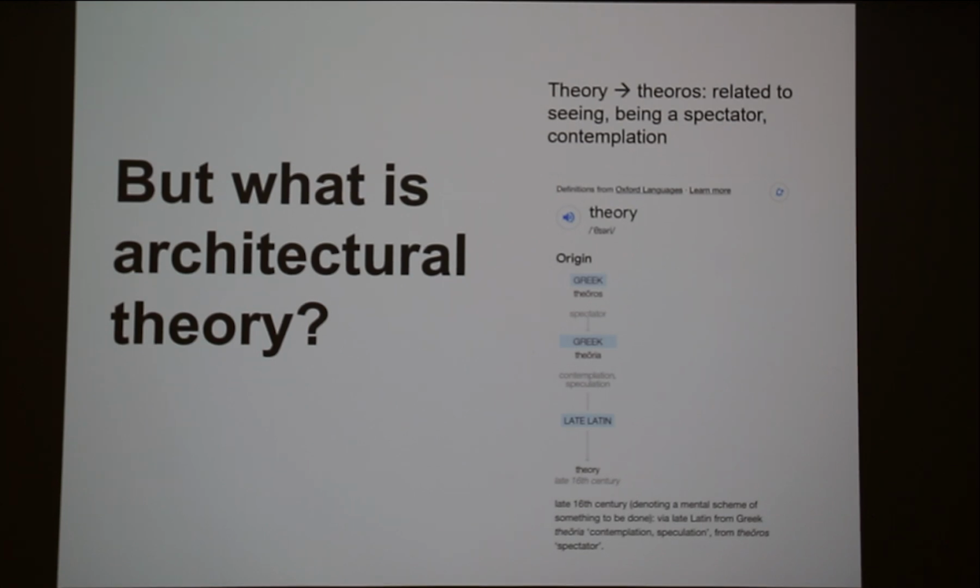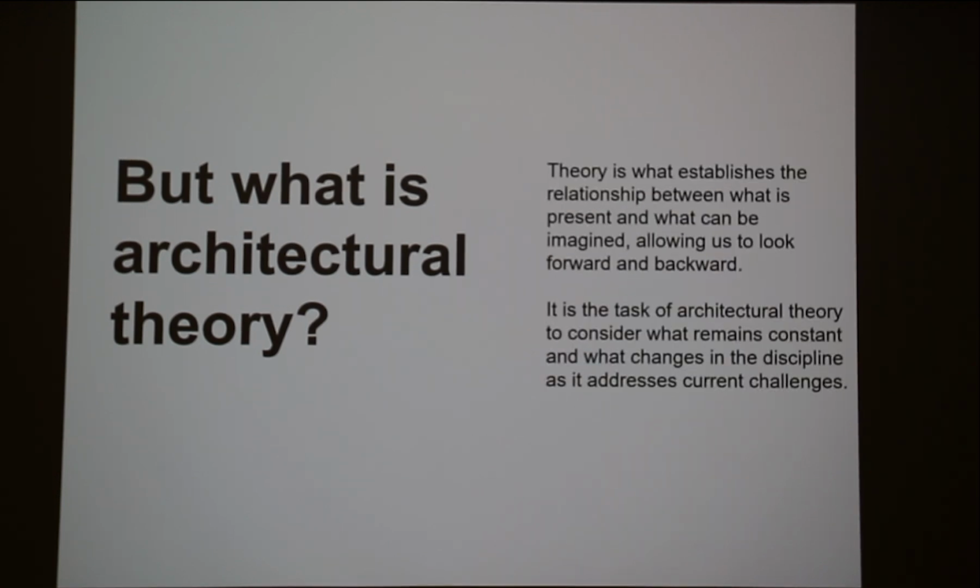One definition that I work with, and I recommend everyone have their own definition, goes back to the word hieros, related to seeing, to being a spectator, to contemplating. It has to do with seeing and making things visible in a particular way, showing. This is my definition of theory: it establishes the relationship between what is present and what can be imagined, allowing us to look forward and backwards. And I think it's the task of architectural theory to consider what remains constant and what changes in the discipline as it addresses current challenges, including environmental and climate crises.